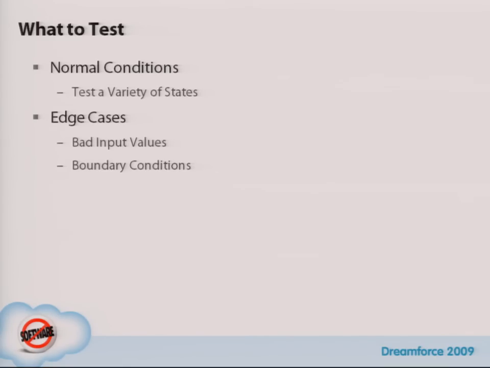So one is normal conditions. What I showed you here is tests that are testing that my code is working as I expect it to work. That's really important, right? That's probably the first thing you always want to verify. I've got some code, I want to make sure it works. But then there are also some other things you want to test too: edge cases. These are those weird scenarios that you're just not always expecting to occur. Maybe there's an exception lurking in there somewhere, and you want to make sure that your code handles that gracefully.